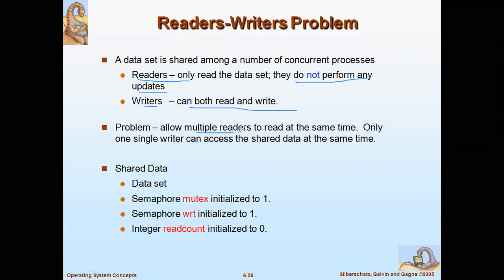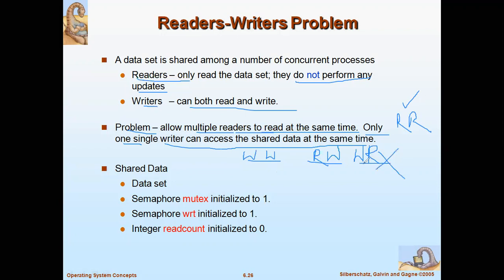Since readers can only read, we can allow multiple readers to read at the same time. But the problem is with respect to a writer, because only a single writer can access the shared data at a time. You cannot let a writer and one more writer share the same data. You cannot let a reader and a writer perform an action together, or a writer and a reader. But you can let reader and reader access the critical section together. So that is the problem.